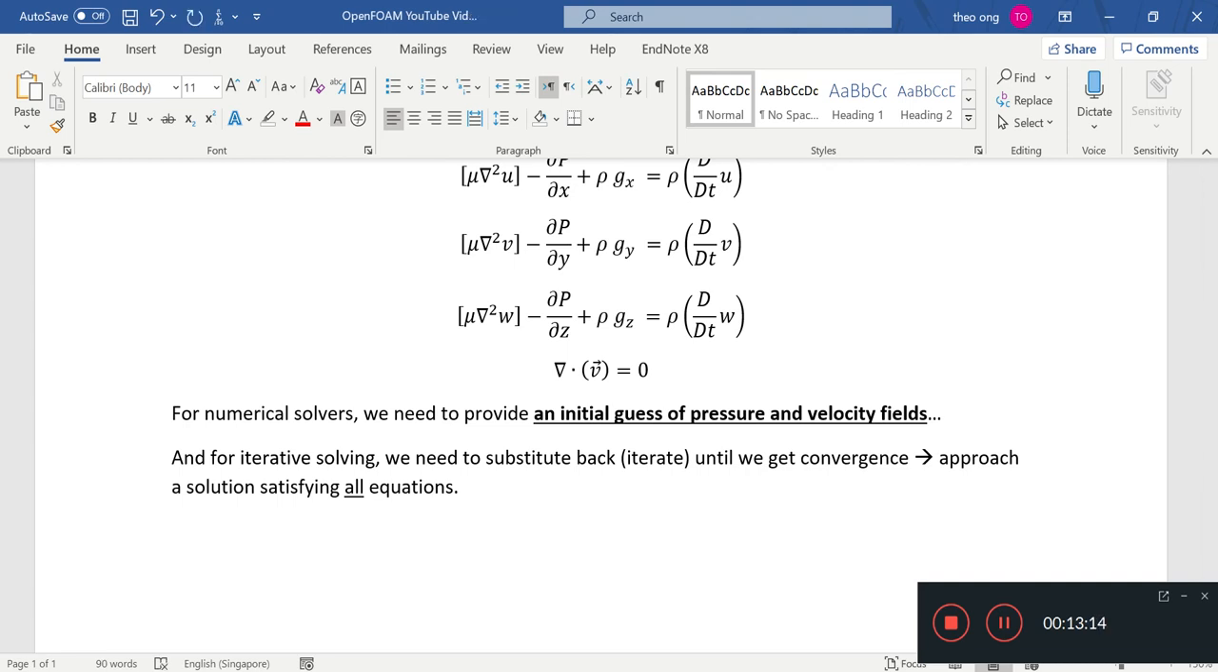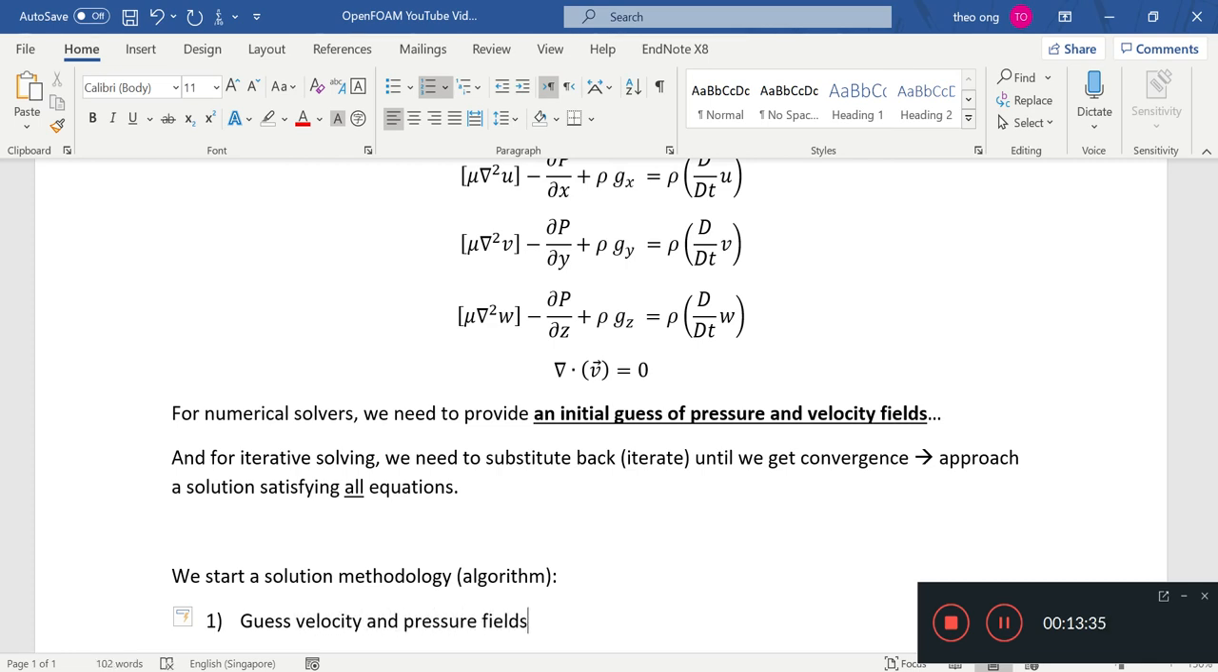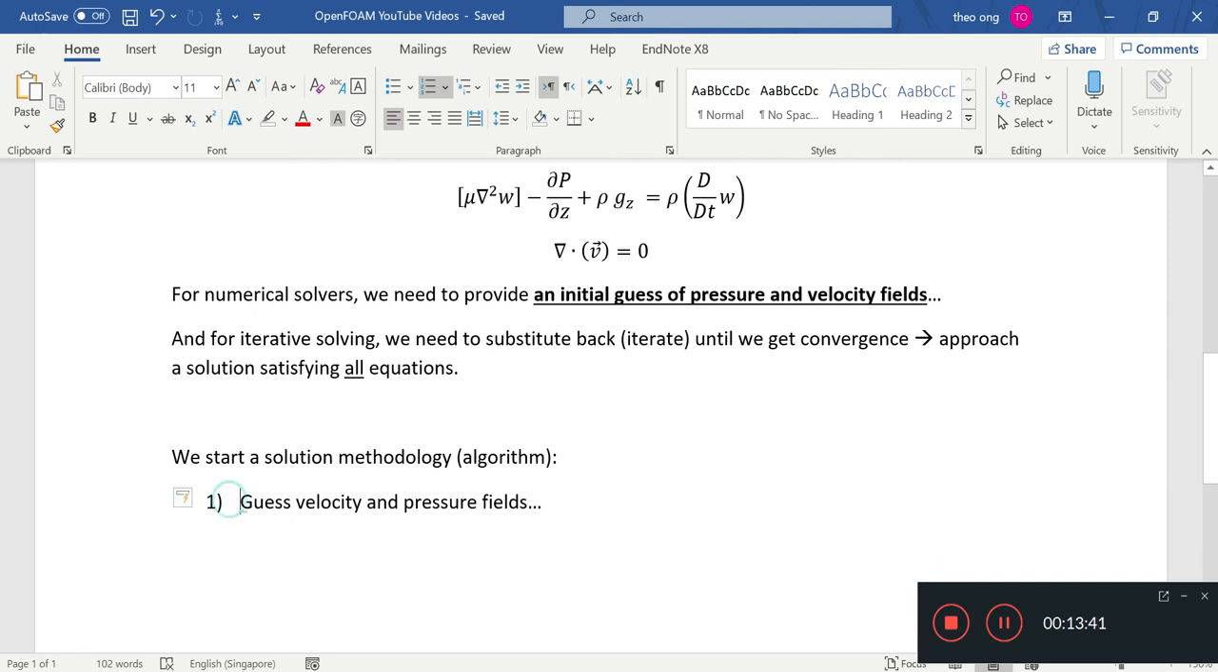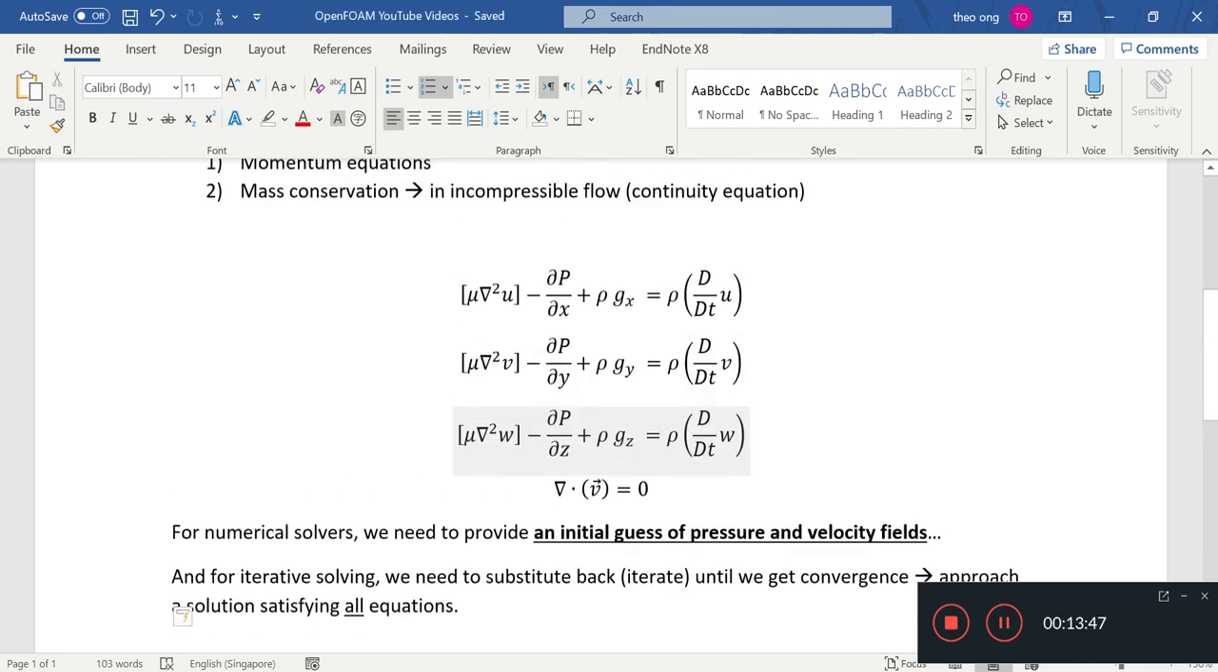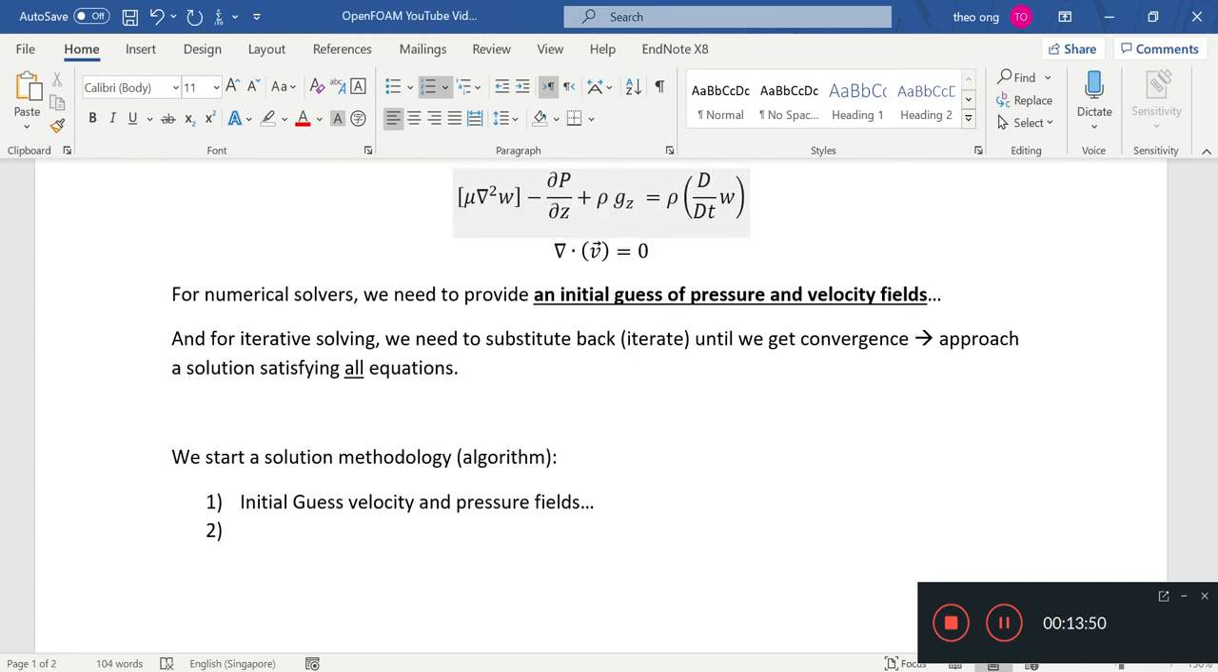So let's say we start a solution methodology. This is called an algorithm. It provides us systematic steps to solve these equations. First, we need to give a random guess of velocity and pressure fields. So that gives us the initial guess. Then, secondly, we fit them into the momentum equation.